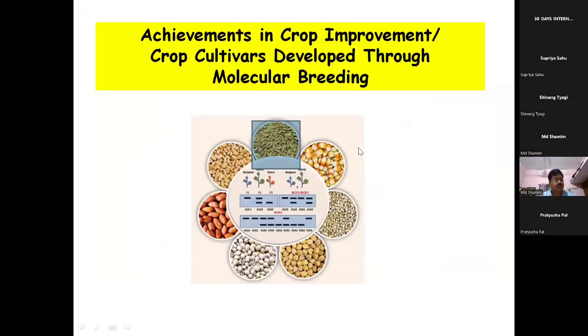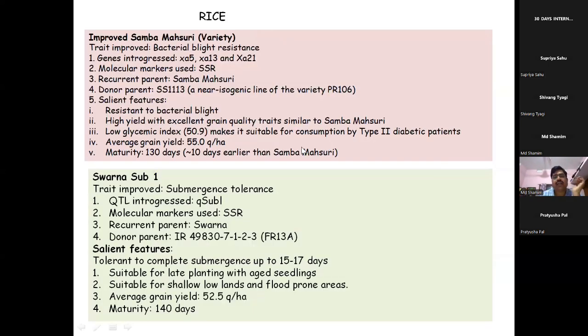So in the coming slide, in the previous slide we discussed the different methods for molecular breeding. Now we will discuss the achievements in crop improvement, major crop improvements in major cereal crops developed through molecular breeding, particularly by the ICAR system. What we have developed with the help of molecular breeding approaches in the major cereal crops.